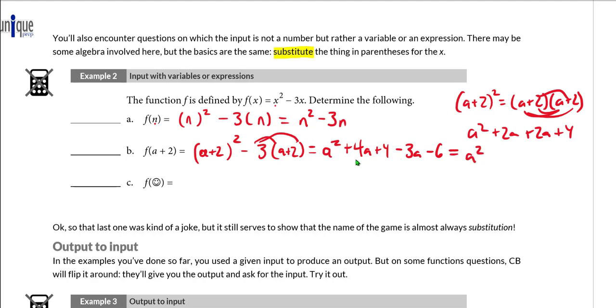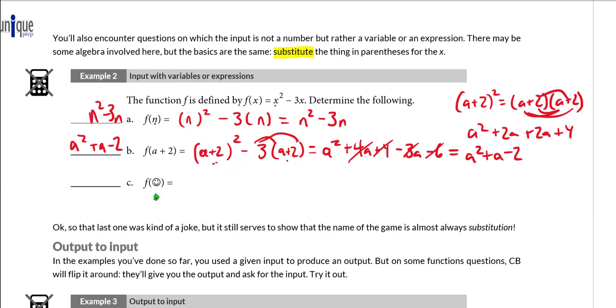A squared, 4a minus 3a is just positive a, and then positive 4 minus 6 is negative 2. So this one was n squared minus 3n, and this one should be a squared plus a minus 2. Again, factoring out the a plus 2 from each of these terms might have been slightly quicker, but I don't care. I like the way that I did it.